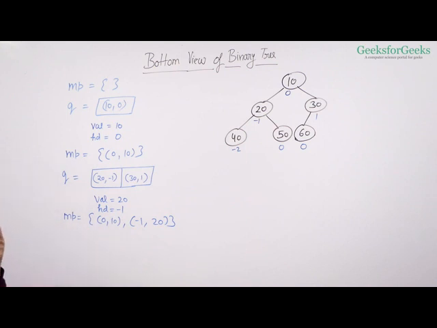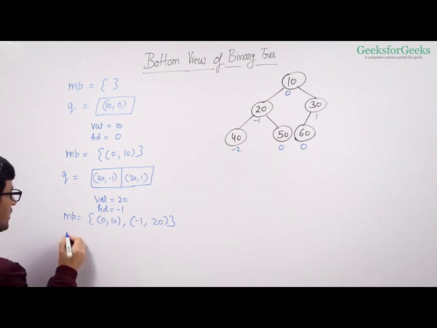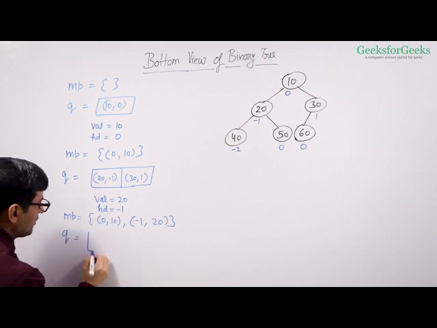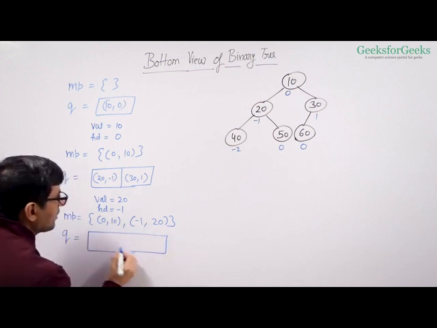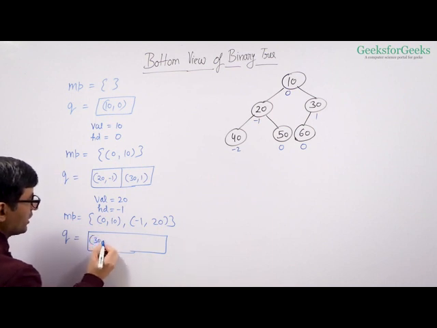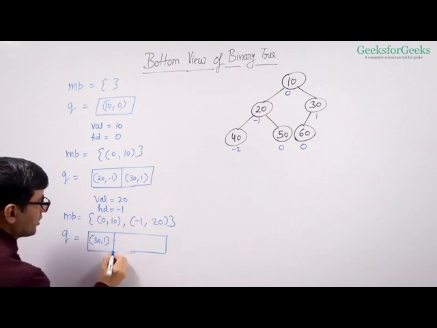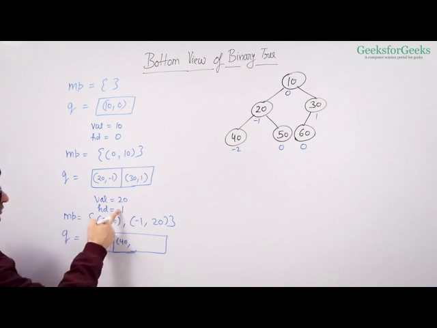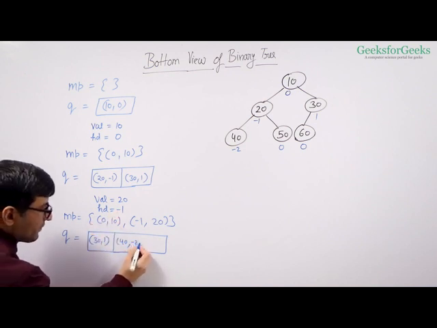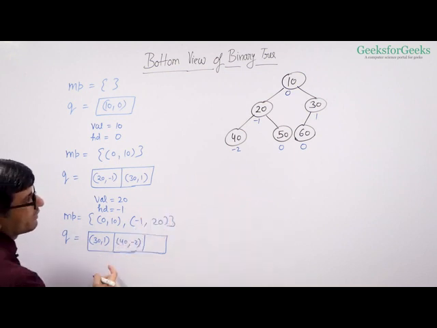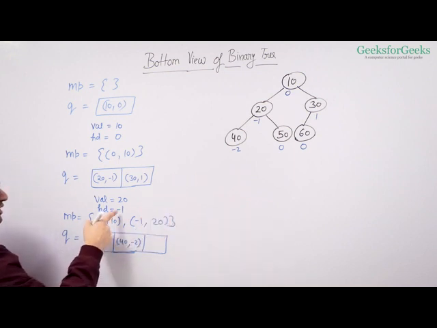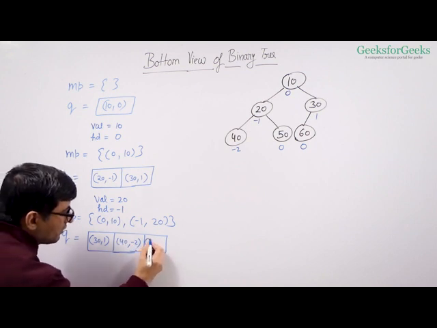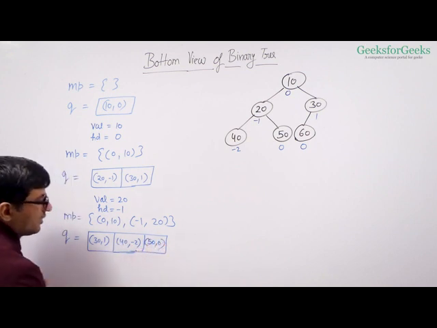And once we have processed this, we are going to enqueue its children into the queue. So our queue is now going to contain 31, which was already there, then its children 40, and what do we put as a horizontal distance for 40? We will put minus 1, minus 2, and the right child of it, 50, and horizontal distance will be minus 1 plus 1, 0. So 50, 0.